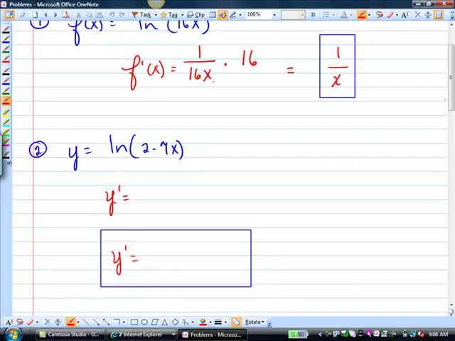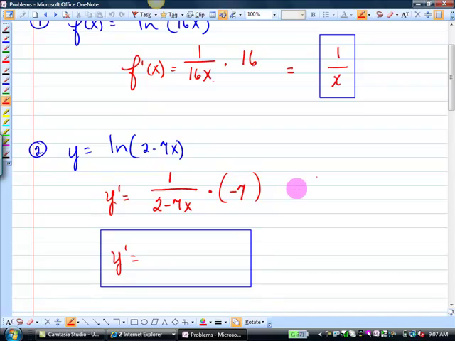All right, then we have ln of 2 minus 7x. Always just write it as 1 over 2 minus 7x times, what's the derivative of this thing? Negative 7. Okay, the derivative of this whole expression is negative 7.